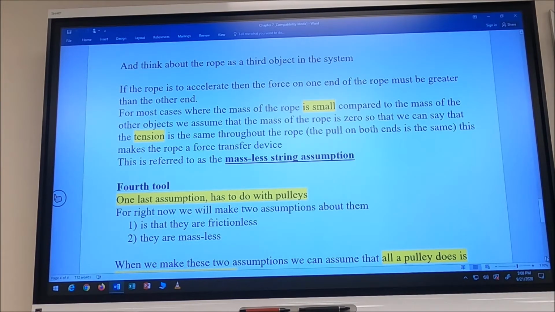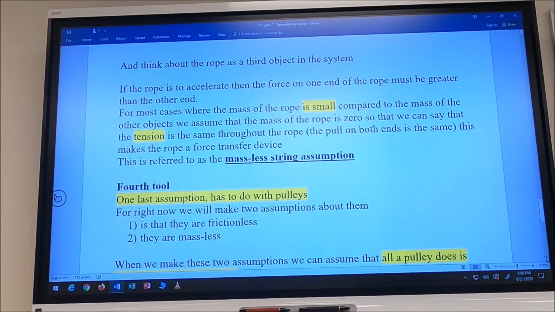And if that's the case, then the force at the two ends of the rope would have to be different for the rope to accelerate and the objects to accelerate. But if the rope is small in mass compared to the objects, we assume that the mass of the rope is 0. If the mass of the rope is 0, then we can say the tension at both ends of the rope is the same. And we can treat the rope as nothing but a force transfer device. This is what's referred to as the massless string assumption.